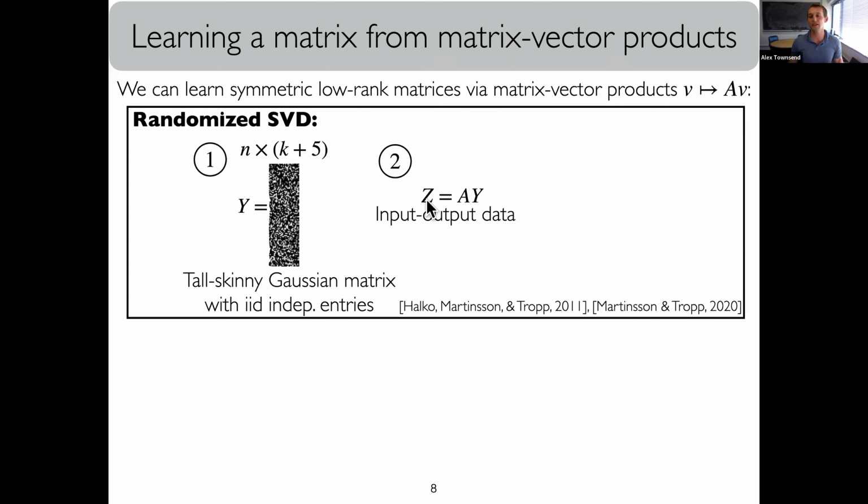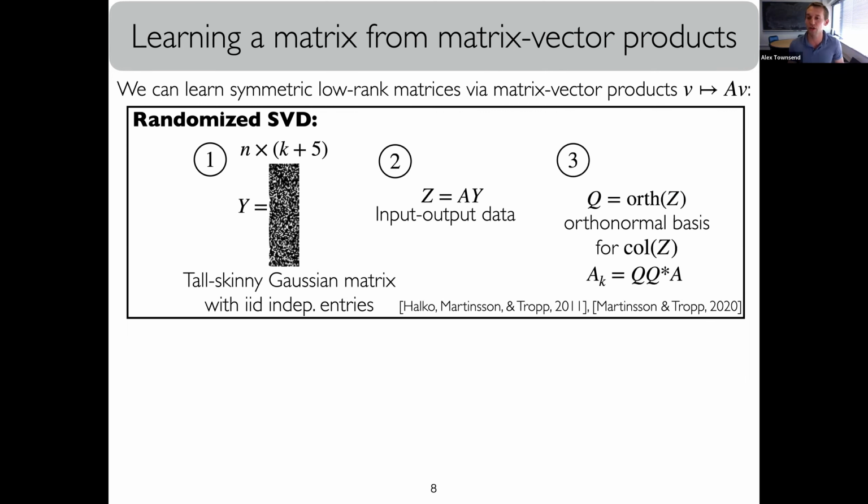So Z is trying to be a basis for the column space of A. Well, let's say it's a basis for the dominant part of the column space of A, right, because it outputs from AY. So you orthogonalize that basis, and then you project the column space. QQ transpose is a projection. You project the column space of A down, and you get a rank, in this case, K plus 5 matrix that you would hope approximates A.